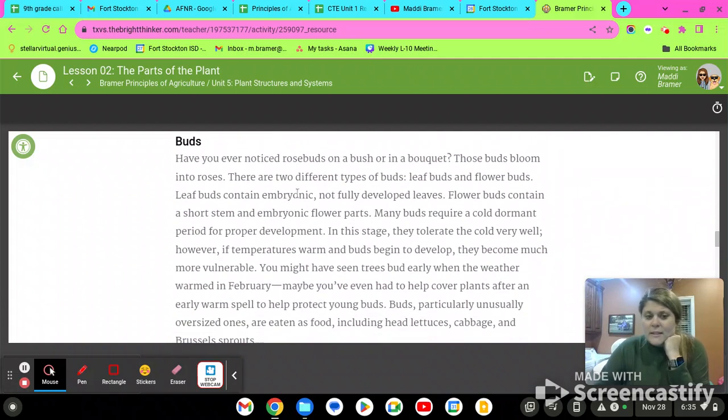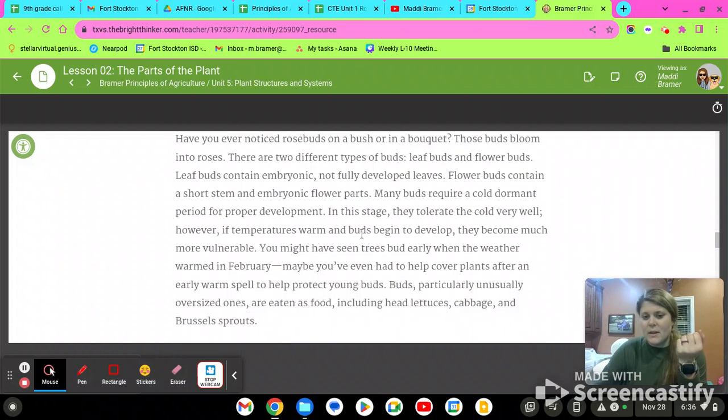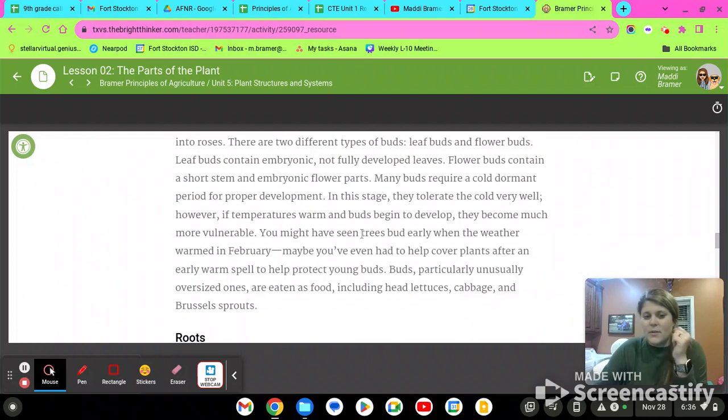All right, buds. So it says, have you ever noticed rosebuds on a bush or in a bouquet? Those are basically flowers before they bloom, right? They're not very pretty, but you can tell that there's petals in there and that buds are going to perform. So they contain embryonic, not fully developed leaves. They contain a short stem and embryonic flower parts. Many buds require a cold dormant period for proper development, so they can tolerate the cold really well. But if it begins to get warm and the buds develop, they become much more vulnerable. So they're a lot safer when they're all collected.